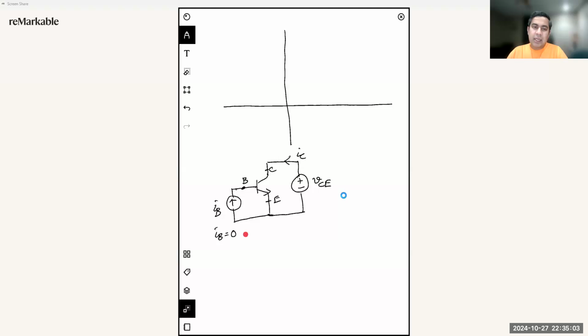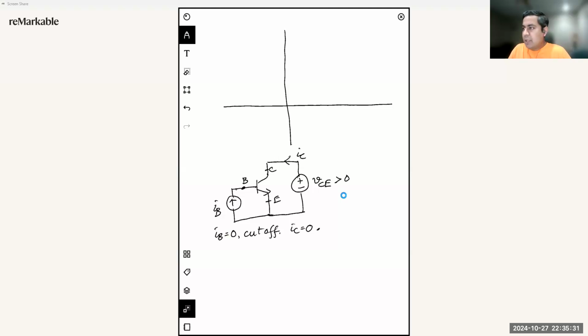So if your IB current is 0, then the transistor is basically cut off. So there will be no current through the collector to emitter. So IC will also be 0. Even though you have a VCE which is greater than 0, there will be no current because the base region is not activated. So that's our cutoff region.